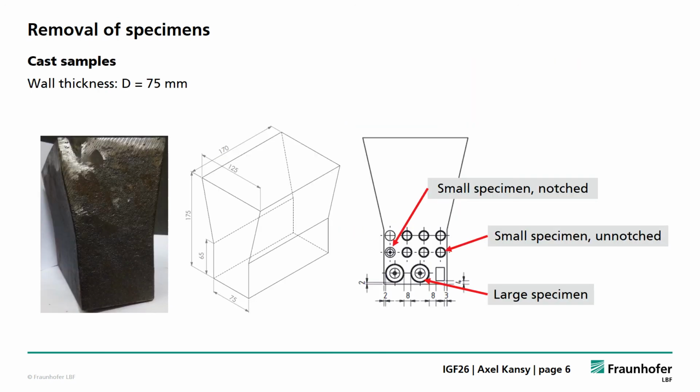For the investigation of the fatigue strength, specimens were removed from cast samples and a component. Here you can see a picture of the cast sample, and here the dimensions. We have here a wall thickness of 75 millimeters. The upper part is only used as a feeder, and the specimens were removed only from the lower part. And here you can see how the samples were located in the cast sample.